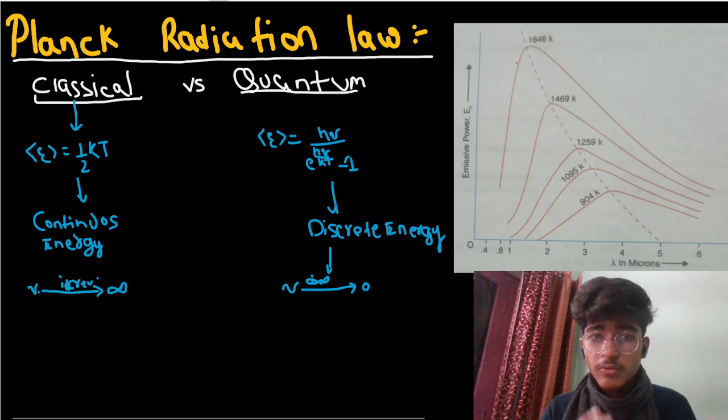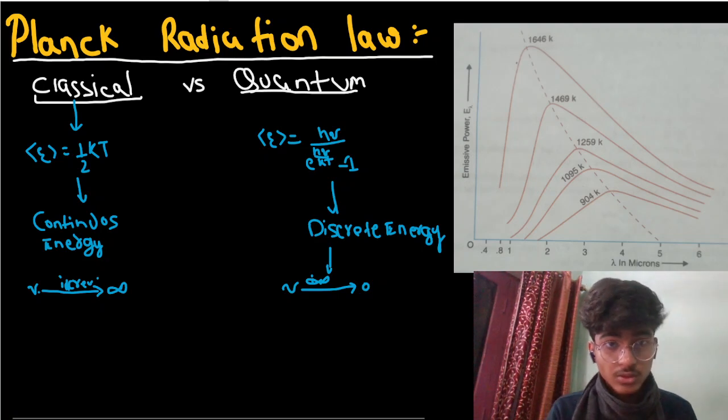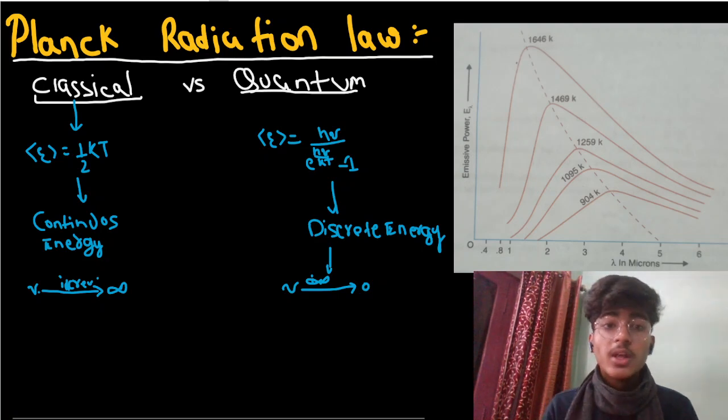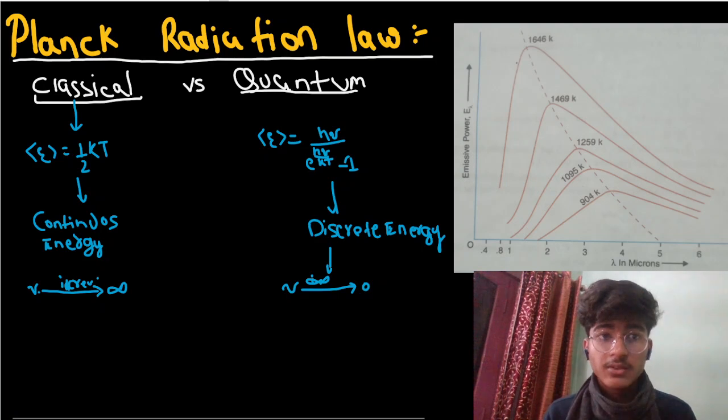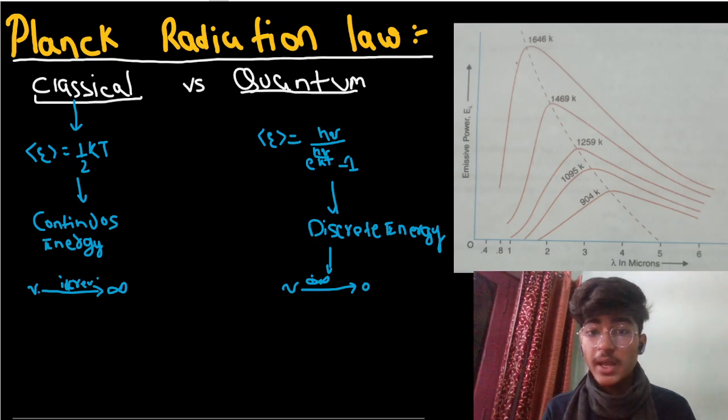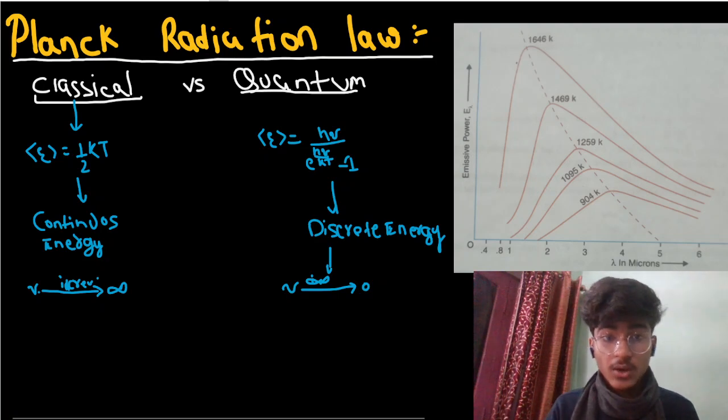And in today's video, we are finally going to the Planck radiation law, which is a very good approximation of the blackbody radiation curve, as you can see. We are going to discuss how exactly Planck introduced the idea of discrete energy, and how the discrete energy formulation solves the problem of the blackbody radiation curve. So let's start today's lecture.